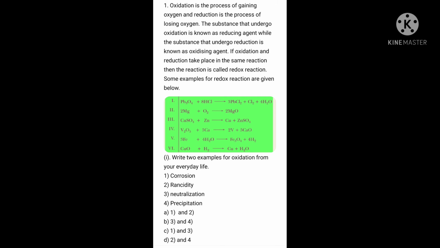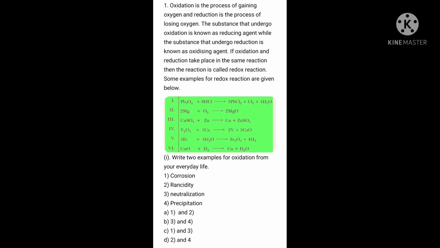First one, Pb3O4 plus 8HCl gives 3PbCl2 plus Cl2 plus 4H2O. Second one, 2Mg plus O2 gives 2MgO. Third one, CuSO4 plus Zn gives Cu plus ZnSO4. Fourth one, V2O5 plus 5Ca gives 2V plus 5CaO. Fifth one, 3Fe plus 4H2O gives Fe3O4 plus 4H2. Sixth one, CuO plus H2 gives Cu plus H2O.